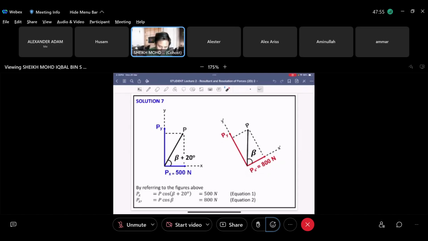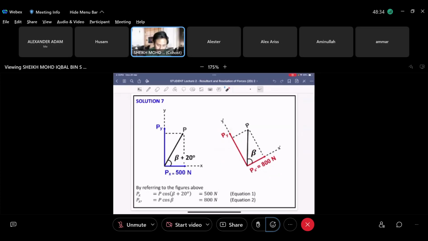So this is the original axis, so x and y, original axis. So Px is already given. Py is the one that we need to find, right? So the angle here is beta plus 20 degrees. And this is y prime and x prime, right? When we move it, we try to move it upwards a little so the axis changes, right? So when the axis changes, this is the x prime and this is the y prime, right? So Px prime is already given, which is 800 Newton. And then the angle here is beta, and Py prime here is what we need to find.